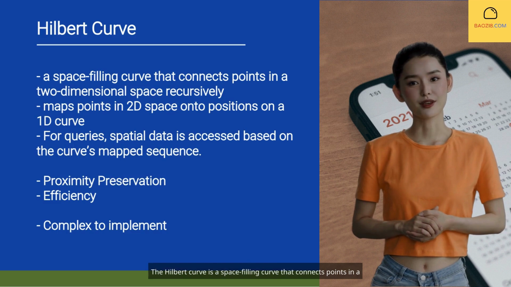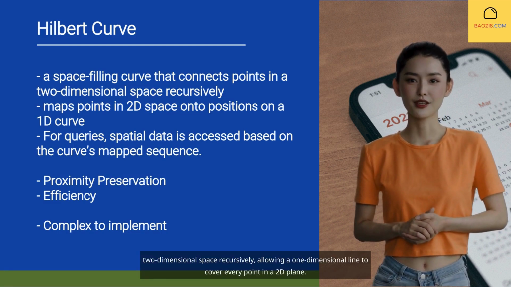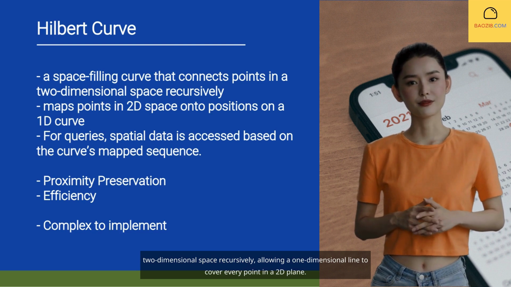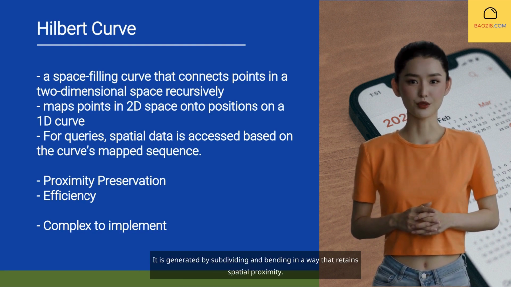The Hilbert curve is a space-filling curve that connects points in a two-dimensional space recursively, allowing a one-dimensional line to cover every point in a 2D plane. It is generated by subdividing and bending in a way that retains spatial proximity.